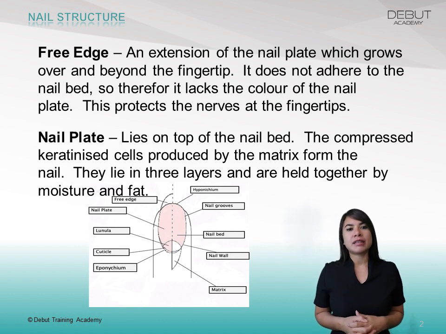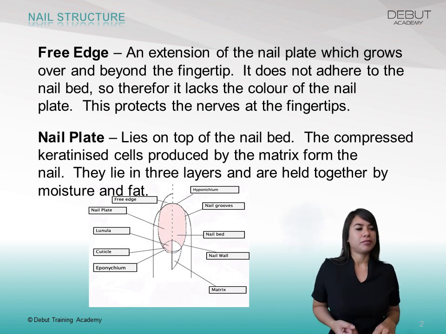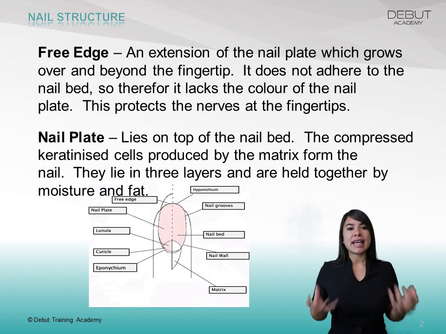The free edge is the part of the nail that extends from the fingertip. Some of us have longer ones, some of us have shorter ones. The free edge is just the extension of the nail plate. The next part of the nail is the nail plate.